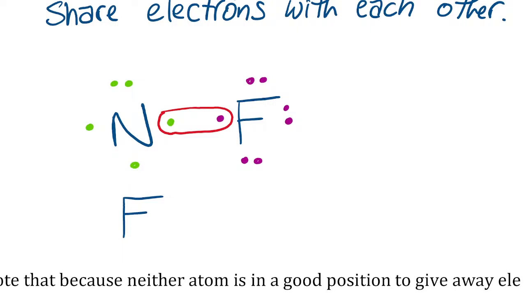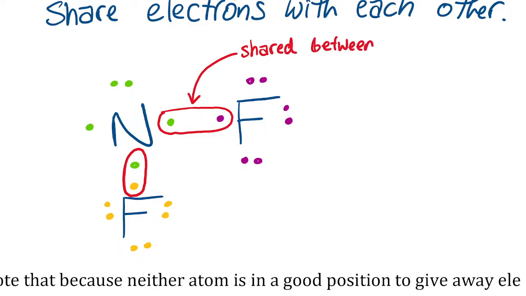And this fluorine here, I'm going to draw its electrons in gold just to differentiate them, has 1, 2, 3, 4, 5, 6, 7. So again, to get its full shell, it can simply share this pair. Right? So again, these are shared between the two atoms.